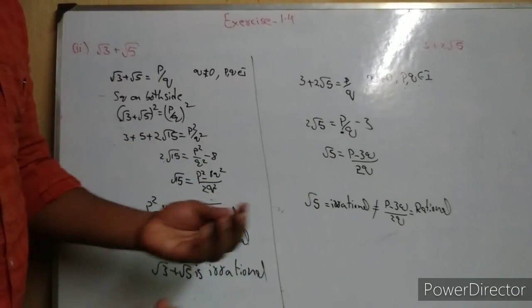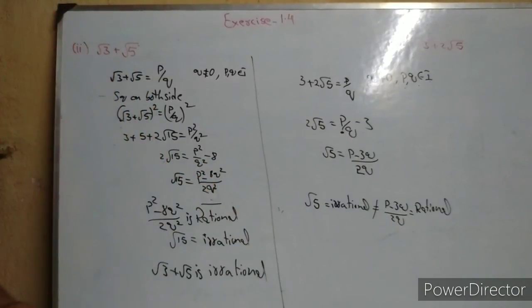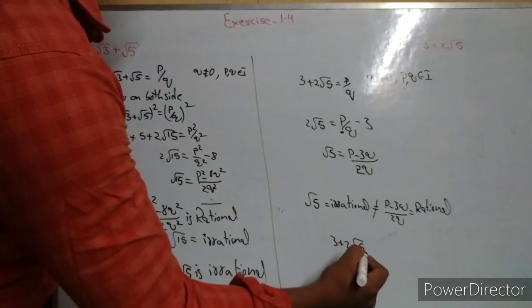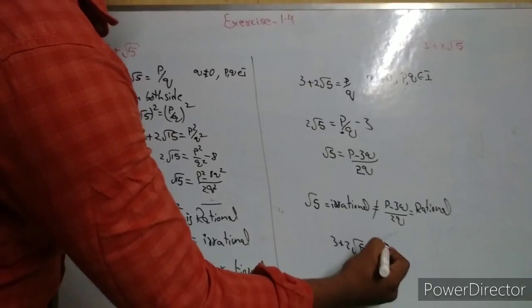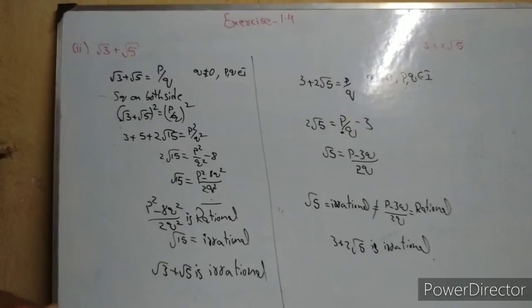Rational అని assume చేసుకోవటం వలన మనకు ఈ inequality అనేది రావటం జరిగింది. So finally we conclude that 3 plus 2 root 5 is irrational, right? Just irrational అని assume చేస్తాం.